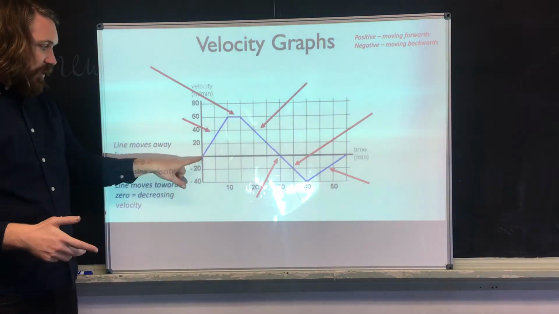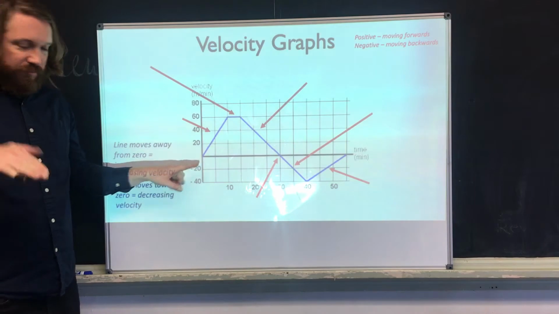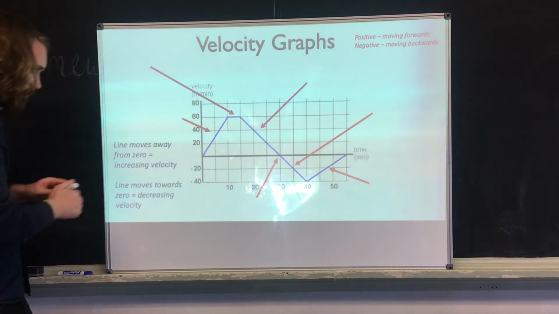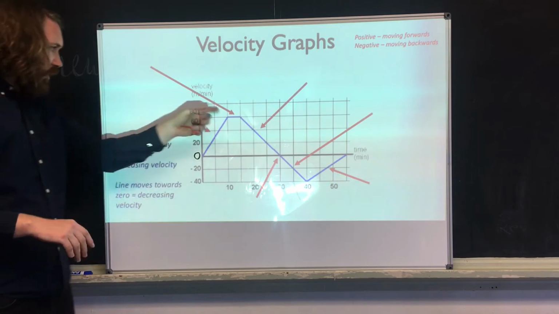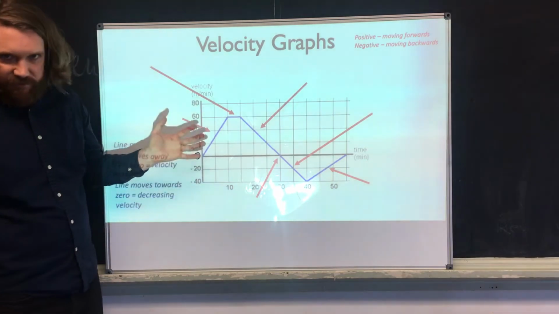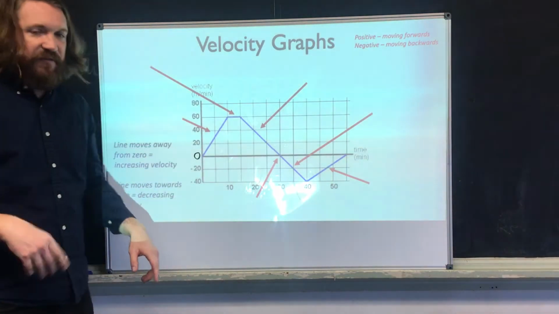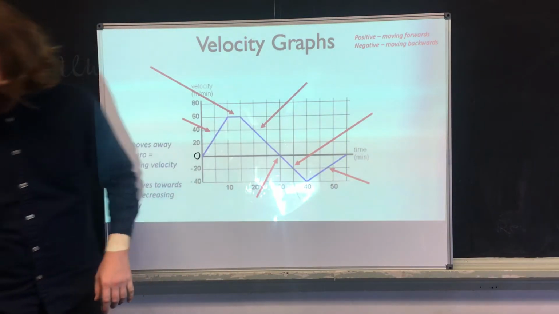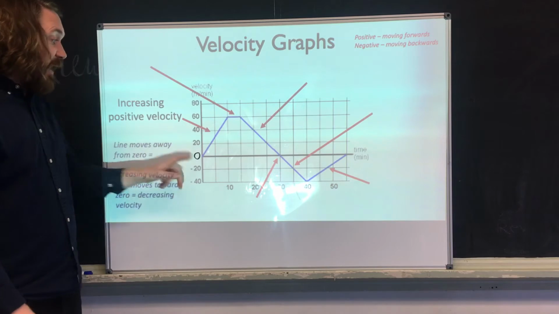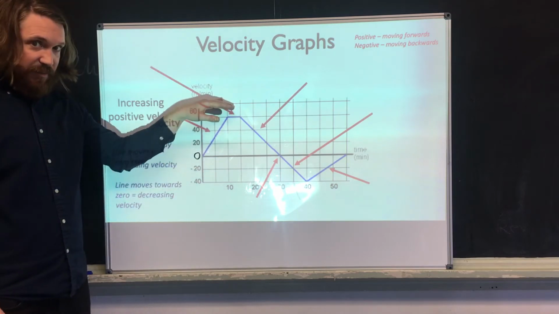So again, our line starts at 0, meaning we're not moving. 0 meters per second. Okay? Or meters per minute. This is measured in minutes. Foolish graph. I would have made it seconds. We start at 0. We go up to 60. This is an increasing positive velocity. It's positive. It's above 0.